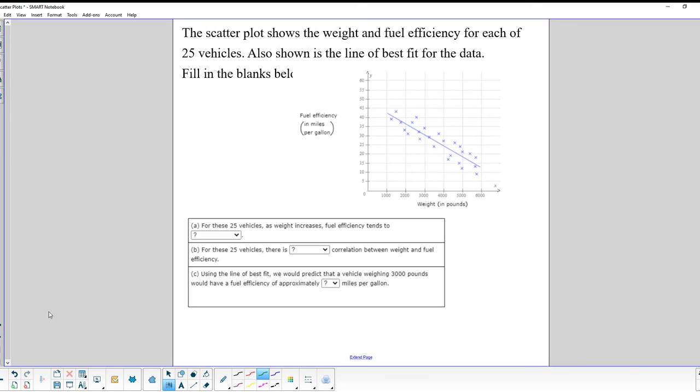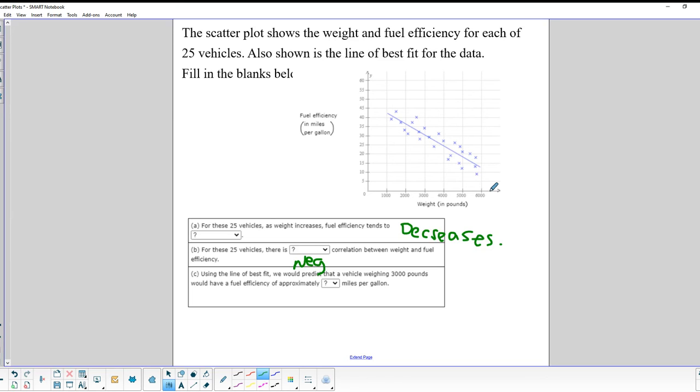All right, the scatter plot shows the weight and fuel efficiency of 25 vehicles, with a line of best fit for the data. Lines of best fit we're going to do a little later on. But first of all, for these 25 vehicles, as weight increases, what happens to fuel efficiency? We notice as the car gets heavier, it goes fewer miles per gallon on a tank of gas. So what happens to fuel efficiency? It decreases, all right? So if it decreases like that, then for the 25 vehicles, there is a negative correlation between weight and fuel efficiency. The bigger the car, the less the mileage you get.